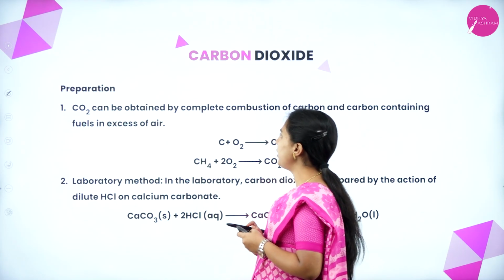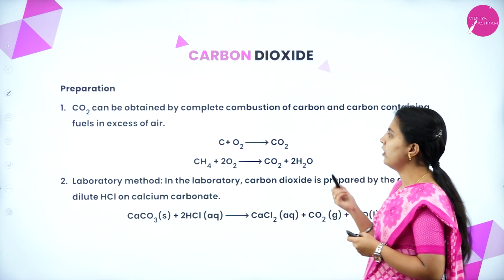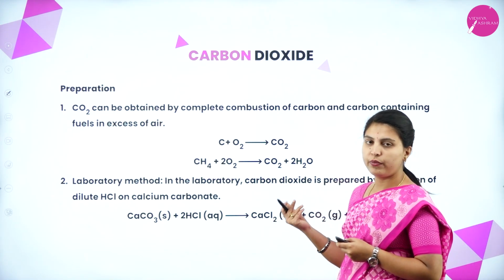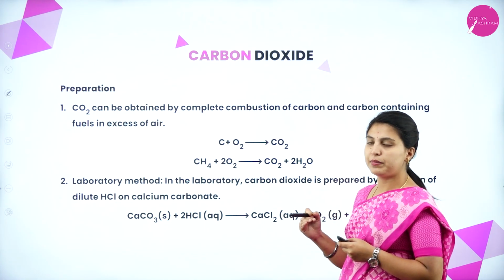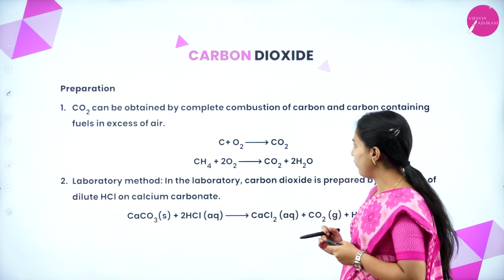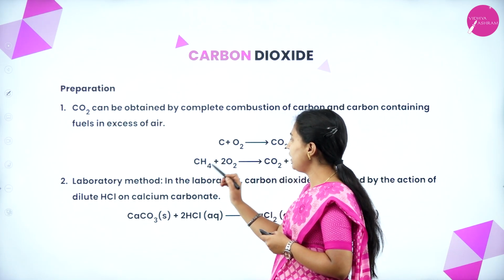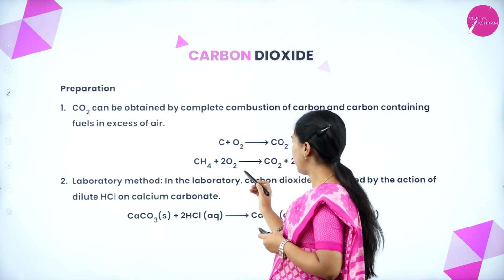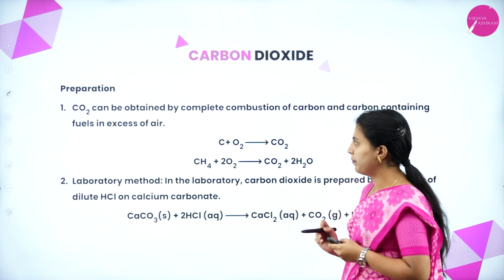Carbon dioxide can be obtained by complete combustion of carbon and carbon containing fuels in excess of air. When the carbon containing fuel gets completely combusted, carbon dioxide will form. Carbon plus oxygen gives carbon dioxide. When methane is burnt in air or in the presence of oxygen, carbon dioxide and water molecules will be seen.